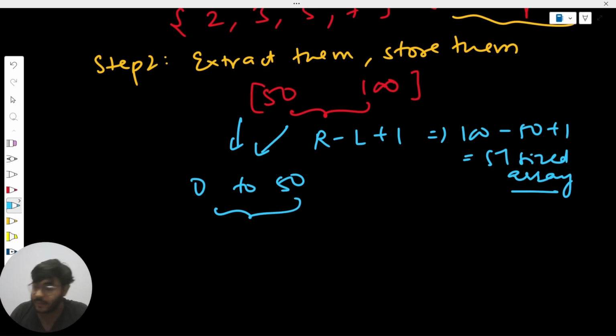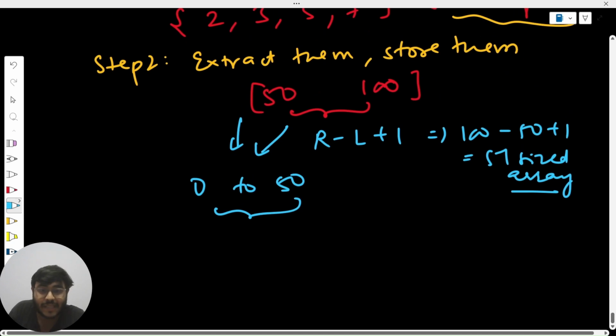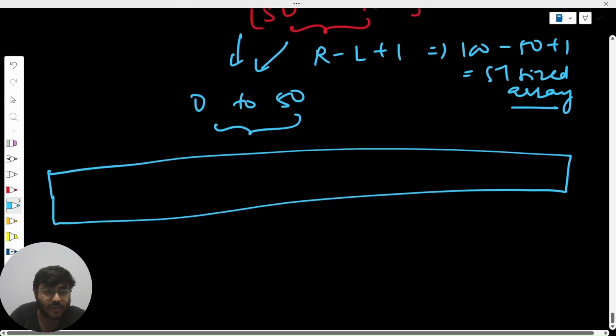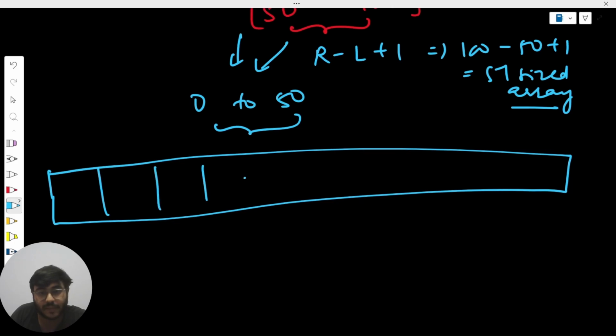Okay, so how do we do it? As we said, now we would have created a 51 sized array. हमारे पास एक ऐसे start करके ऐसे बड़ा सा एक array होगा 51 size का. Okay, pardon my drawing. It's not very good, but bear with me. ऐसे हमारे पास एक बहुत लंबा सा array होगा 51 size का. यहाँ पर 50 इंडेक्स होगा, यहाँ पर 0 होगा.